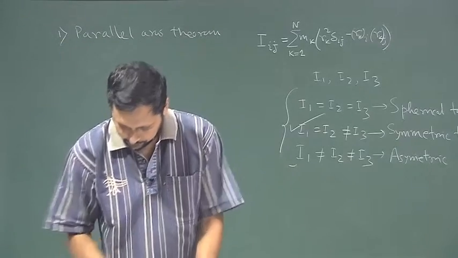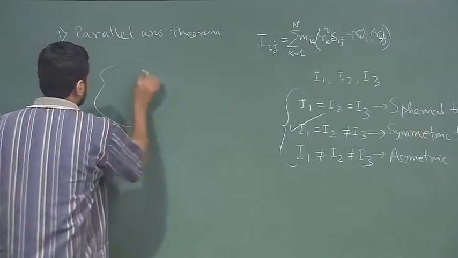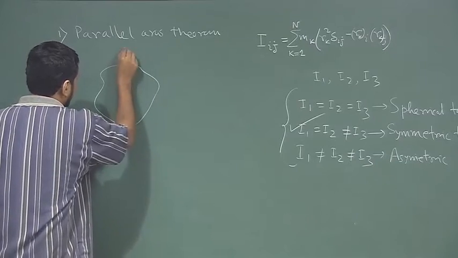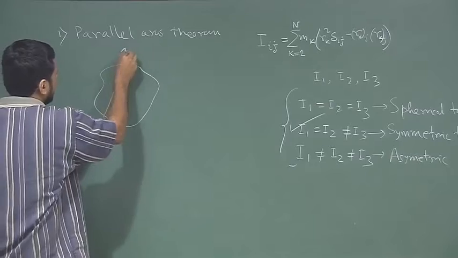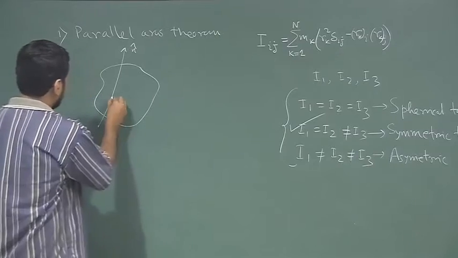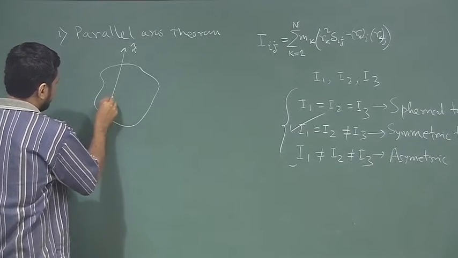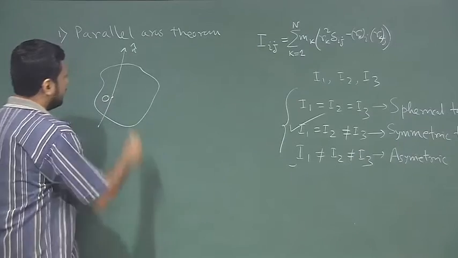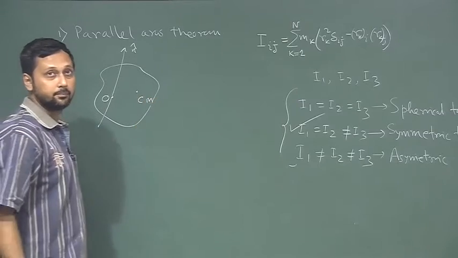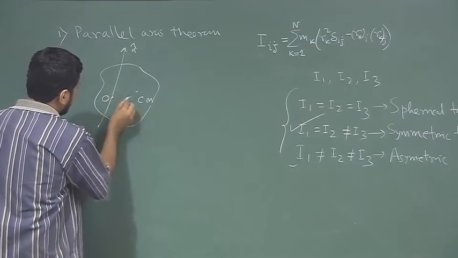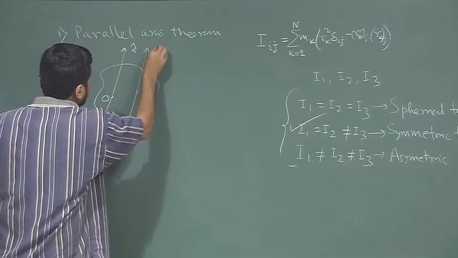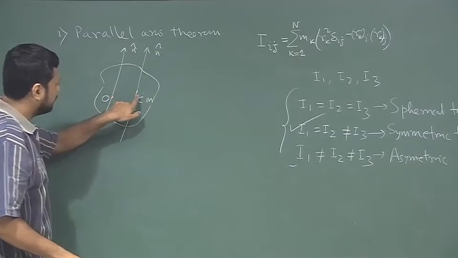Parallel axis theorem. Let us assume we have this arbitrary rigid body, and let us say we have one axis of rotation given by some direction n running through this, with this origin O. And let us assume this is the center of mass of this system. And let us assume that another axis which is exactly parallel to n also runs through the center of mass.